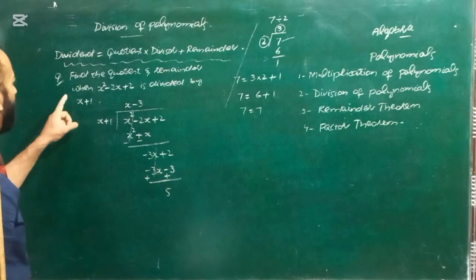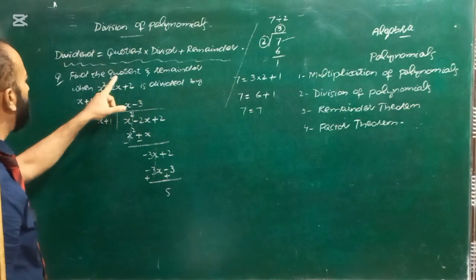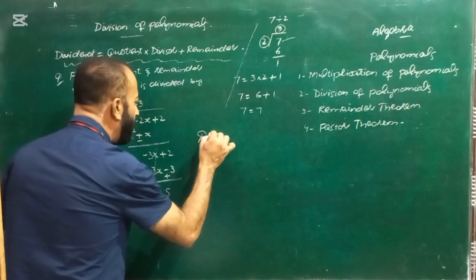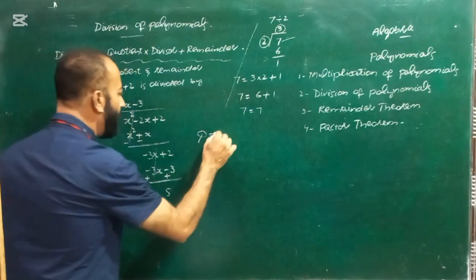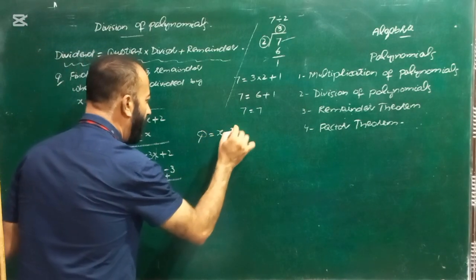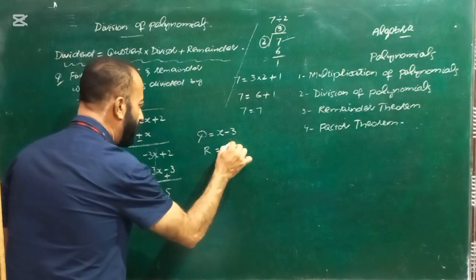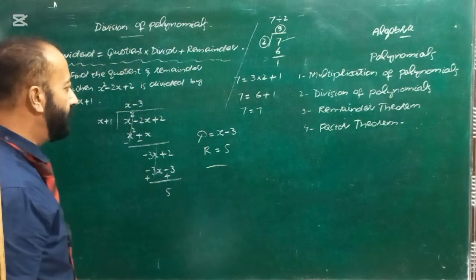So the requirement was to find the quotient and remainder. From here you can see that quotient is x minus 3 and remainder is 5. So this is the answer.